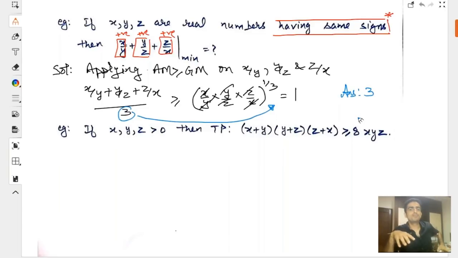Now we are going to do some good questions. 2 questions I have selected for you which are good questions. Number 1 is this. Read the question. This is the first level of good question. If x, y, z are positive numbers, then we have to prove that x plus y into y plus z into z plus x is greater than or equal to 8xyz.